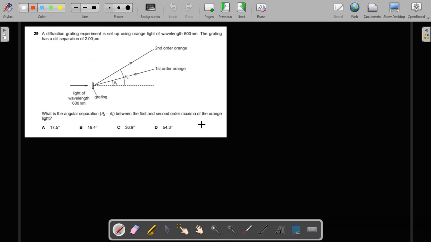Question 29. A diffraction grating experiment is set up using orange light of wavelength 600 nanometer. The grating has a slit separation of 2 micrometer. What is the angular separation between the first and second order maxima of the orange light? So you should find theta 2 minus theta 1. You know, for a diffraction grating, n lambda equals d sine theta.